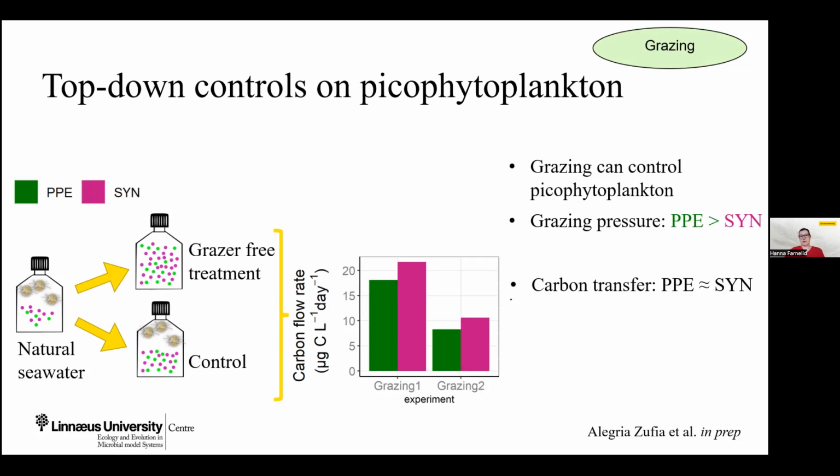So we think that the pico-eukaryotes could be very important when it comes to transfer of carbon in the food chain in the Baltic Sea. This is a study that is still in progress. And the carbon transfer was quite similar for the two different groups. So we have established that picophytoplankton are important, and we have started to explore different factors that are controlling their abundance in the environment and the carbon flow.